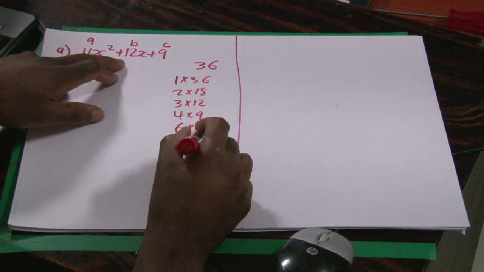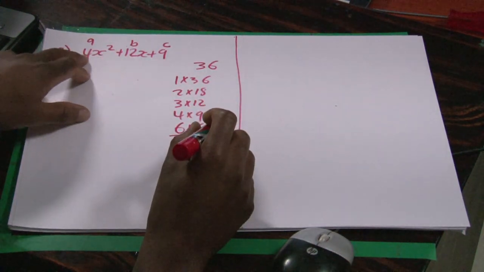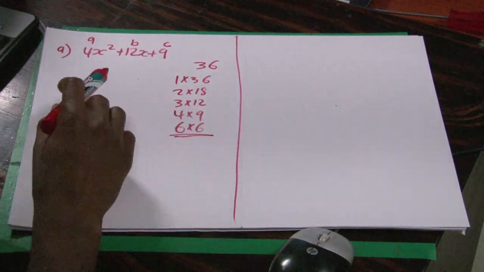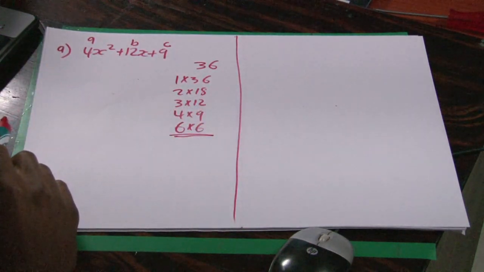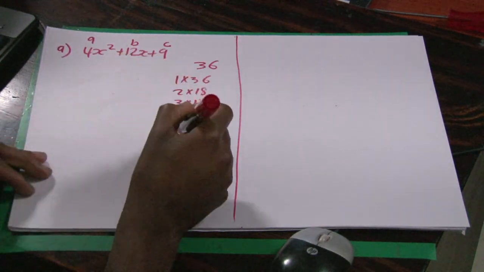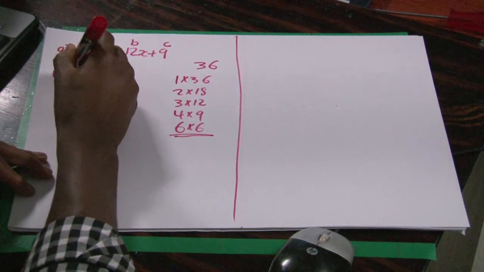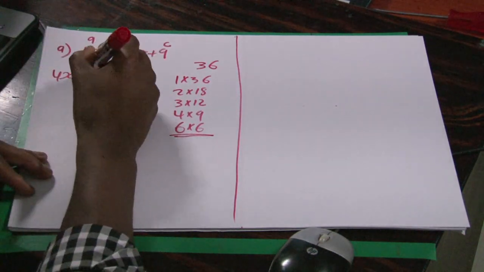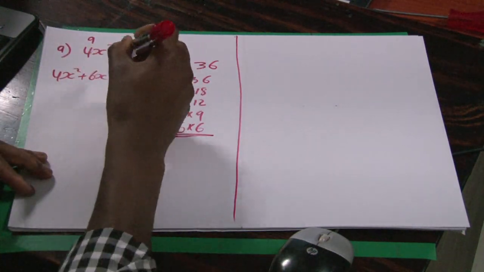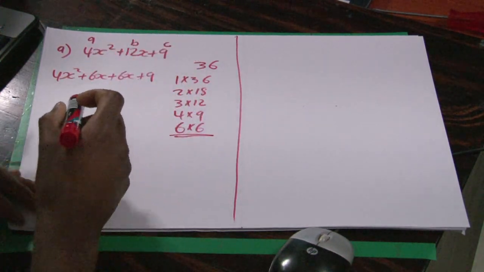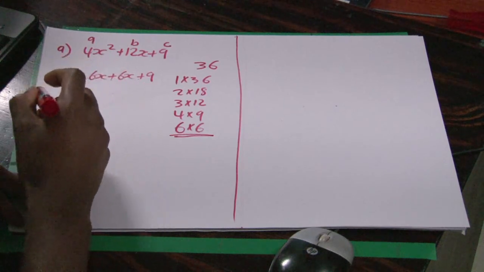How about 6 and 6? Because 4 times 9 is 36, positive 36. 6 plus 6 will give us 12. Then here, basically now, you look at the 6. You have 4x squared plus 6x plus 6x plus 9. You are factorizing. What's common here?